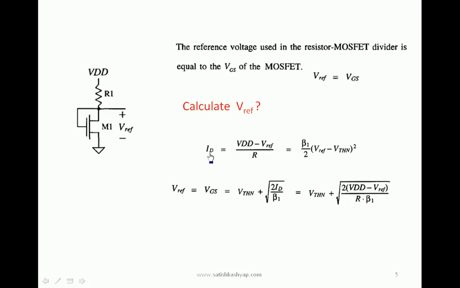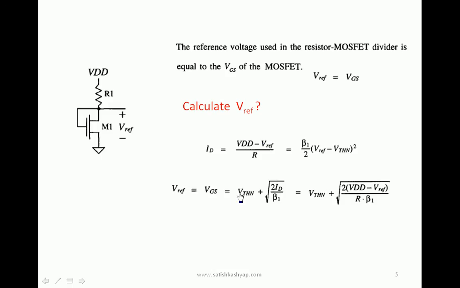First, the drain current ID with respect to R1 is the voltage difference across R1 divided by R. ID is equal to VDD minus V reference by R. You can write the same ID equation with respect to M1: beta by 2 into (VGS minus VT) whole square. VGS is nothing but V reference. Since M1 is in saturation, we use the saturation current equation. Solve this equation for V reference.